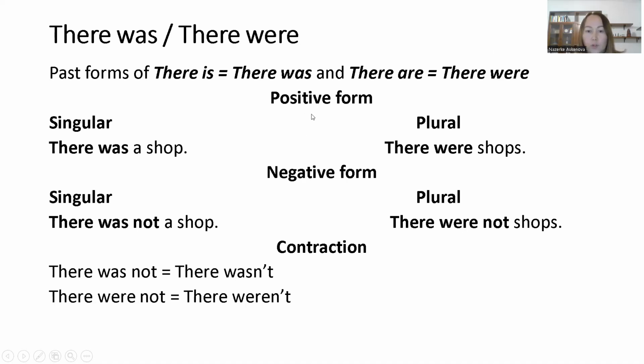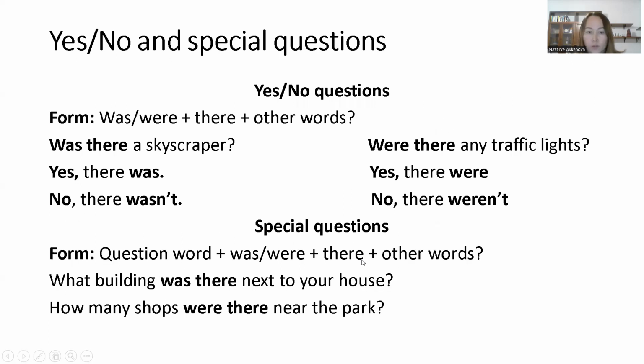So this is the positive form of there was and there were. For example, in singular form, we use there was a shop. Yes, shop is one shop, so it's singular. And there were shops. There were maybe 5, 6 shops, right? In negative form, we use again the word not after was or were. There was not a shop, there were not shops, for example. And contractions as well: there was not, we write there wasn't. There were not, we write there weren't.